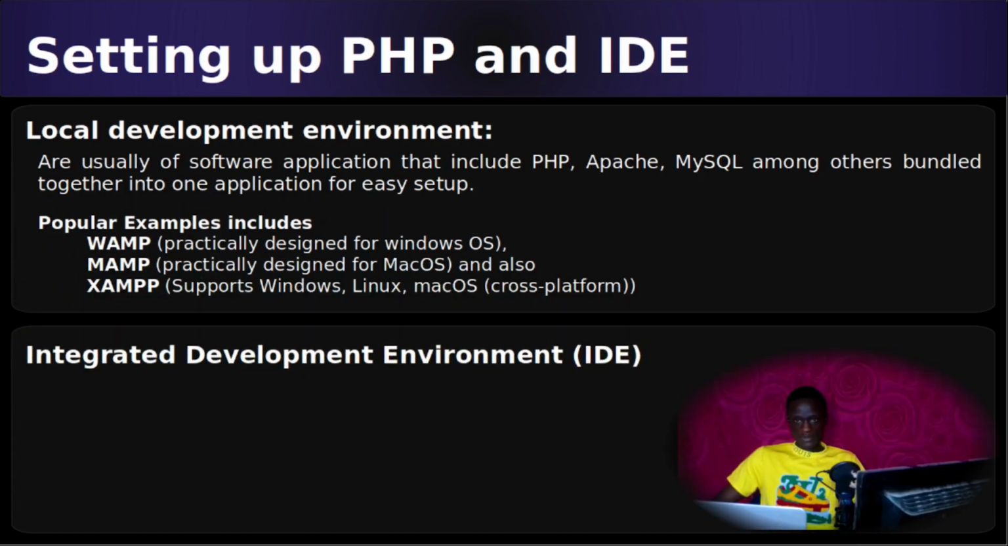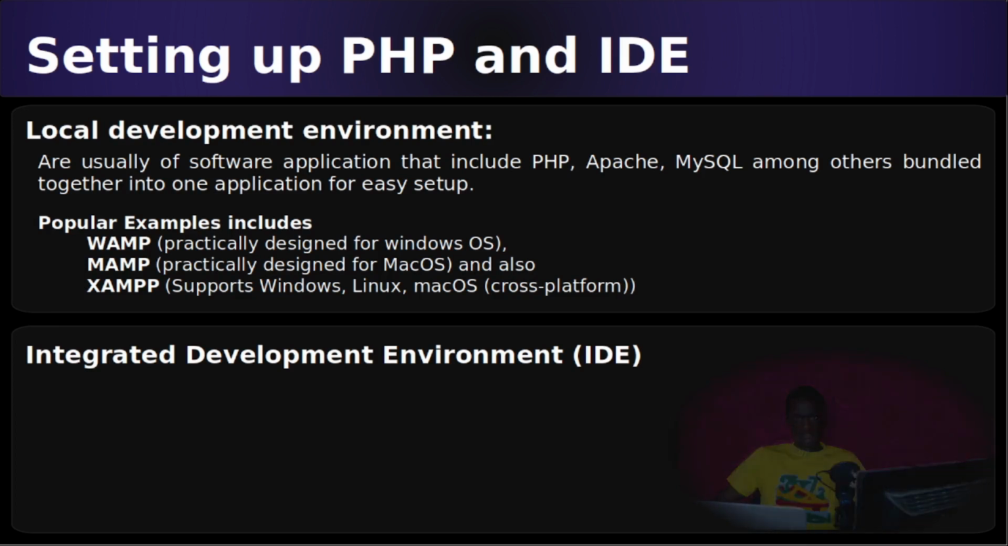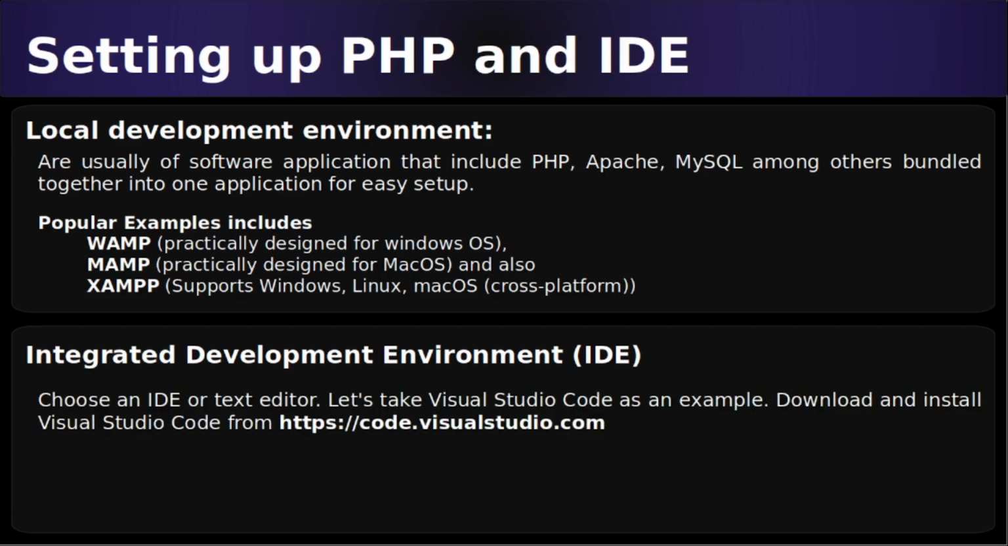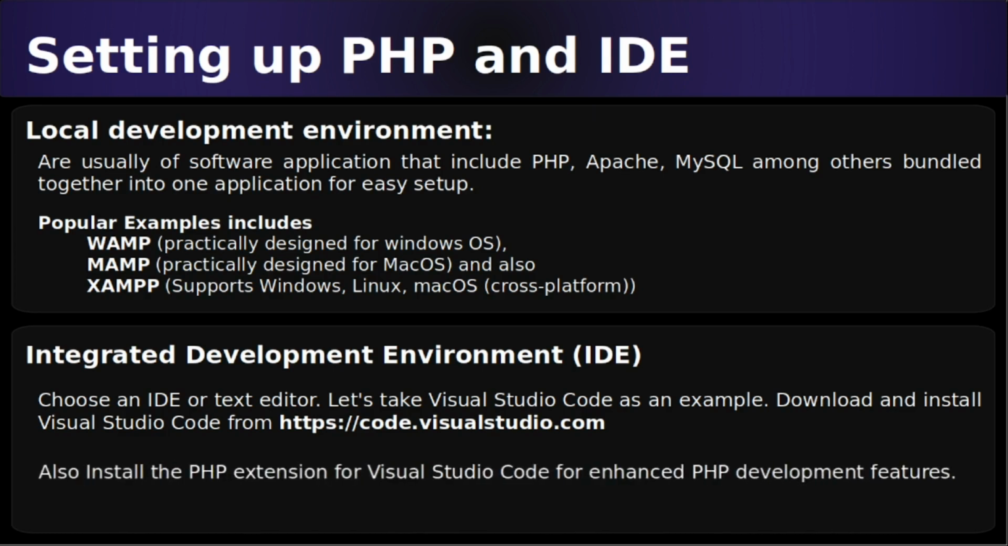An Integrated Development Environment, or IDE, is another essential tool needed to set up our local development environment. You could either choose an IDE or a text editor, but throughout this series, we are going to make use of Visual Studio Code. You can download Visual Studio Code from its official website, code.visualstudio.com. After the download, you can install the PHP extension for Visual Studio. This is to enable you to get some enhanced PHP development features.